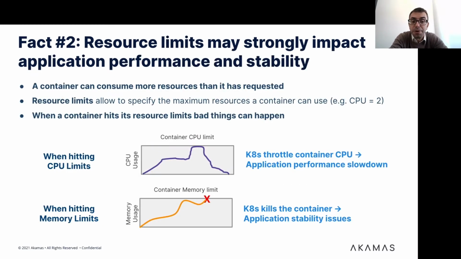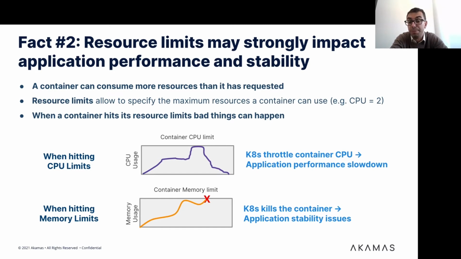The second important concept is resource limits. Resource requests are the guaranteed resources that a container will get, but usage can be higher. Resource limits is the mechanism that allows you to define the maximum amount of resources that a container can use, like 2 CPUs or 1 gig of memory. All this is great, but what happens when resource usage hits the limit?